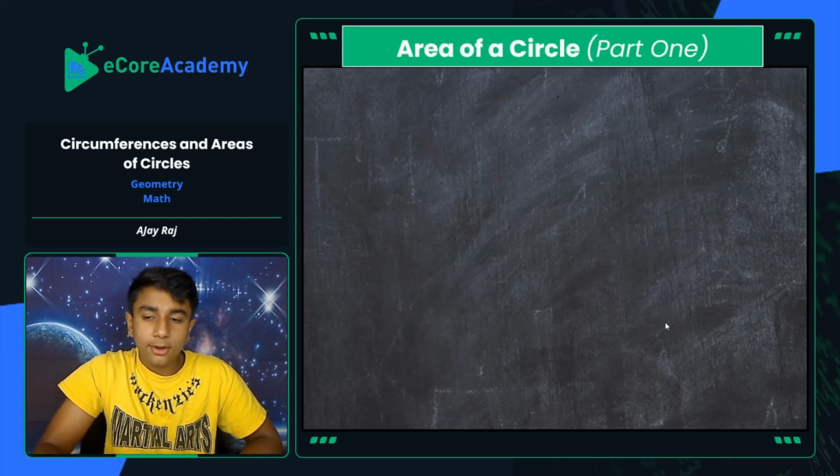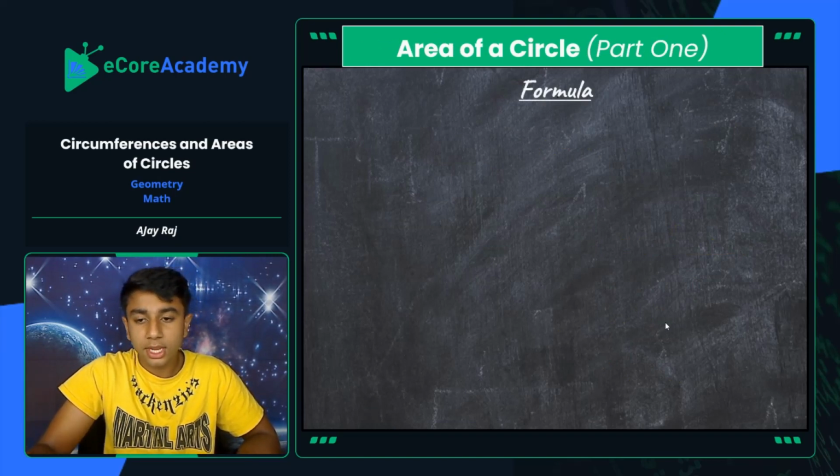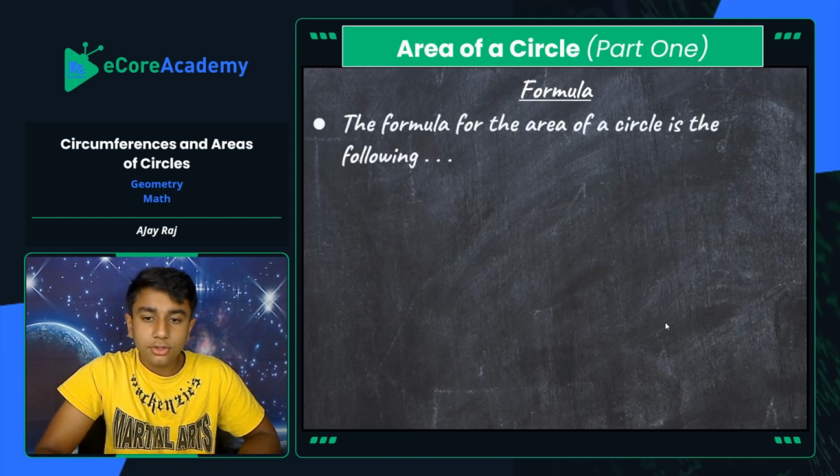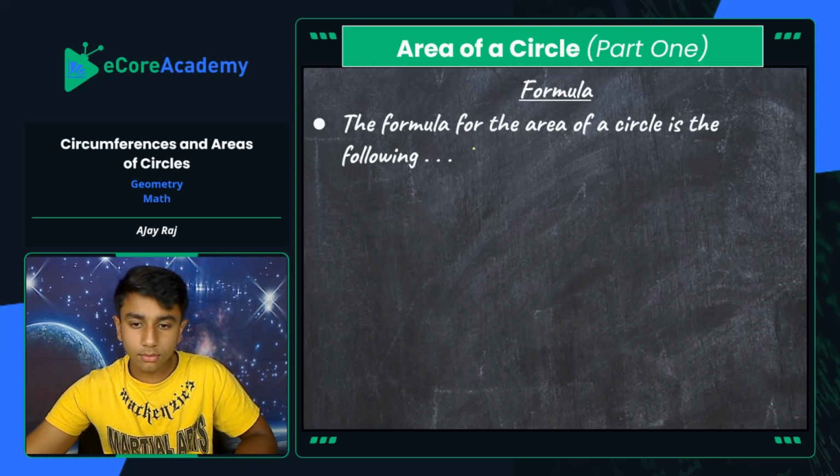Now let's move on to the area of a circle, and this is part 1. We're going to be looking at the formula, and then the next slide is the last slide, where we're going to look at special cases with areas of circles. So the formula for the area of a circle is the following. A equals pi r squared.